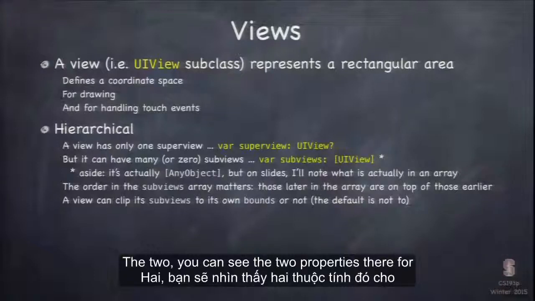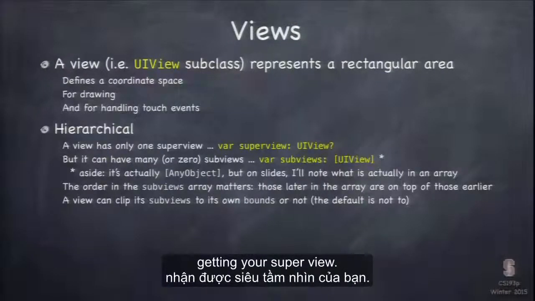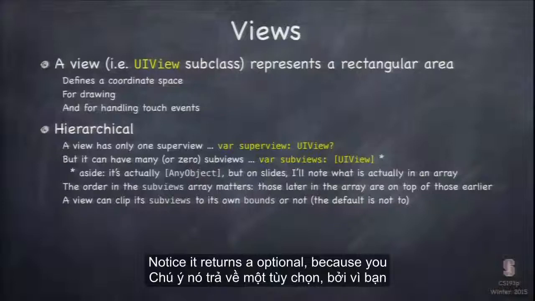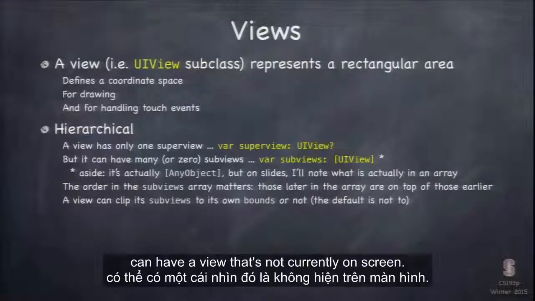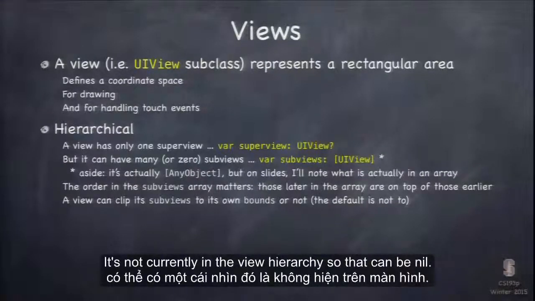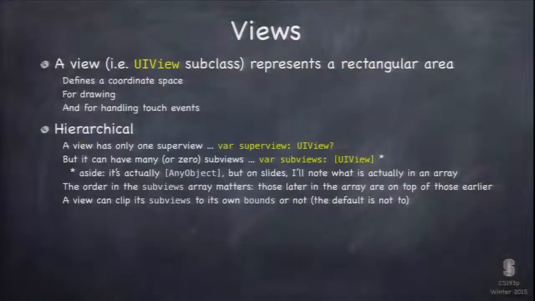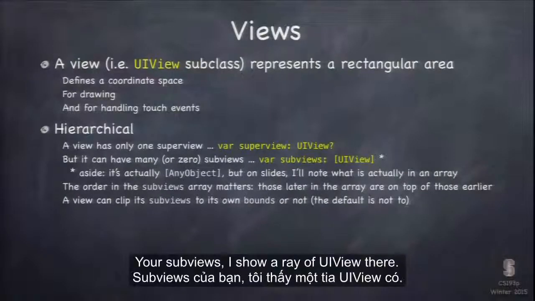You can see the two properties there for getting your super view. Notice it returns an optional. That's because you can have a view that's not currently on screen. It's not currently in a view hierarchy, of course, so that could be nil. Your subviews, I show as an array of UIView there.